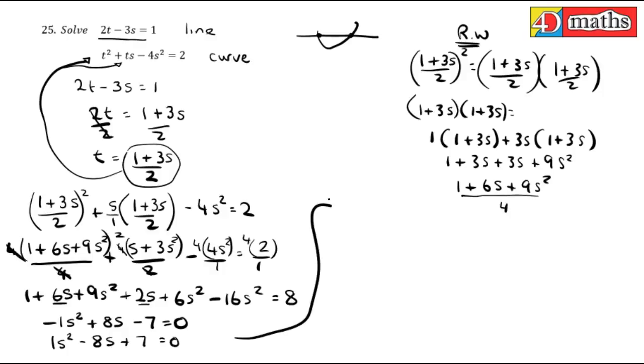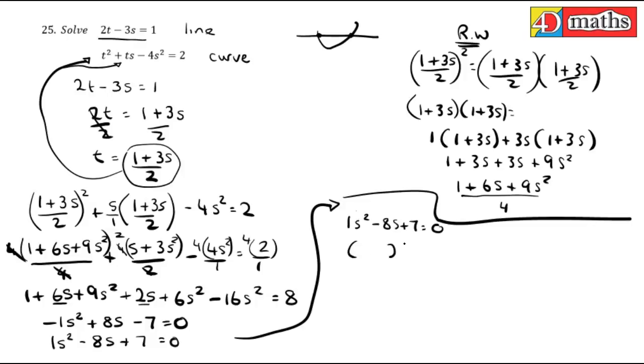So up here. So I'm going to do this actually very quickly because I'm running out of room. So 1s squared minus 8s plus 7 equals 0. The factors of that are s and s, 7 and 1, minus and minus. s works out to be 1 and s works out to be 7.